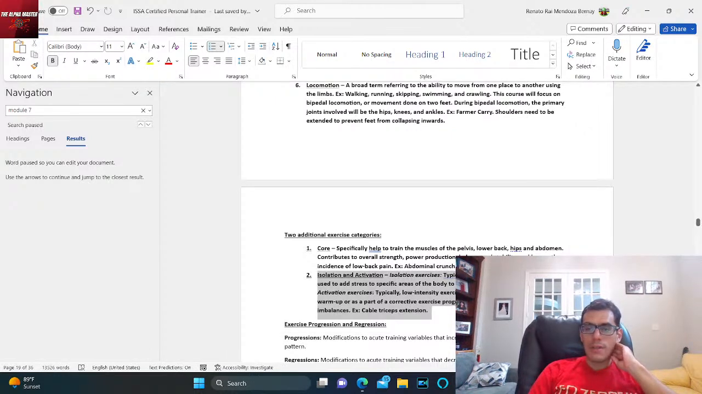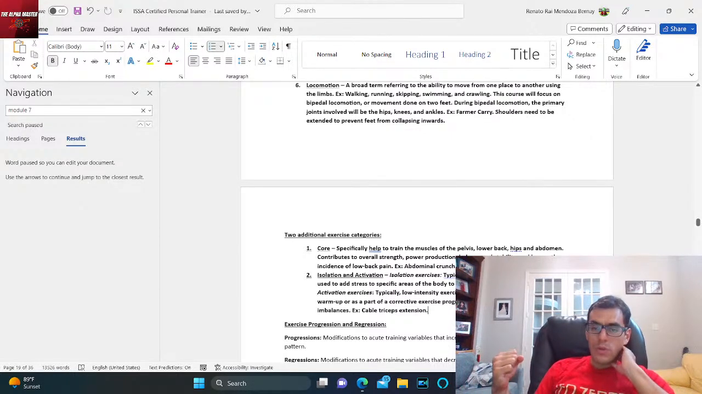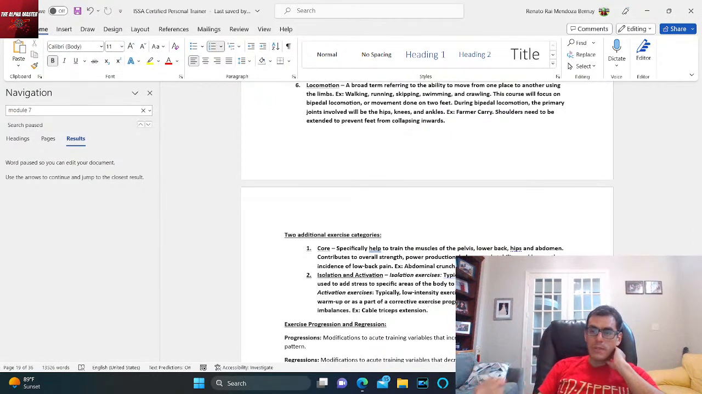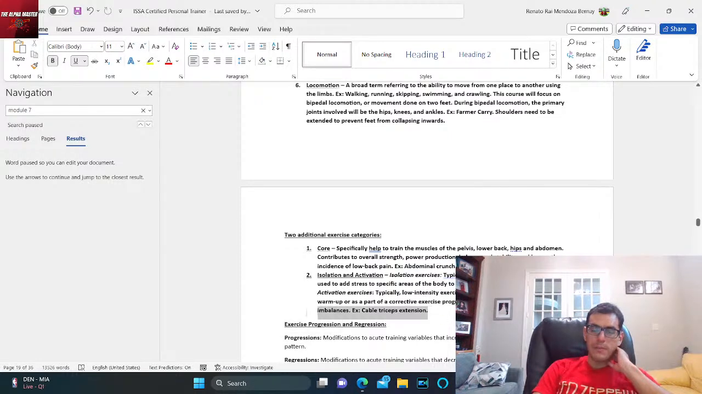And isolation and activation exercises. Isolation exercises are going to be typically single joint movements that can be used to add stress to specific areas of the body to promote hypertrophy, muscle growth. Activation exercises are typically low-intensity exercises and can be used as part of a specific warm-up or as part of a corrective exercise program used to improve muscular imbalances. An example is going to be cable triceps extension.